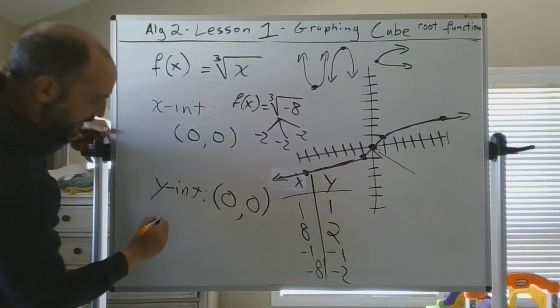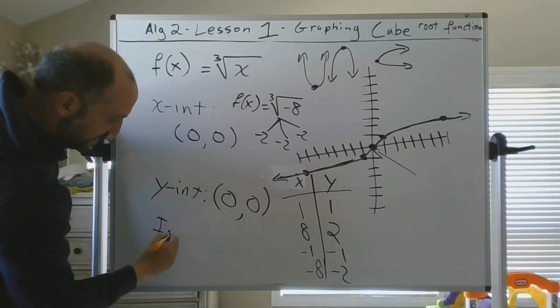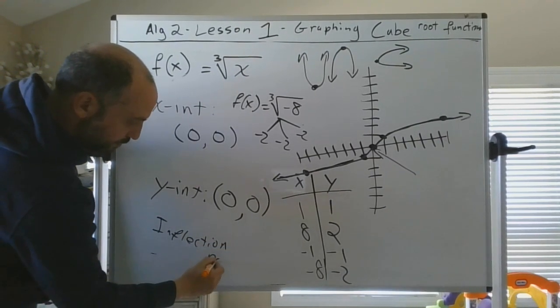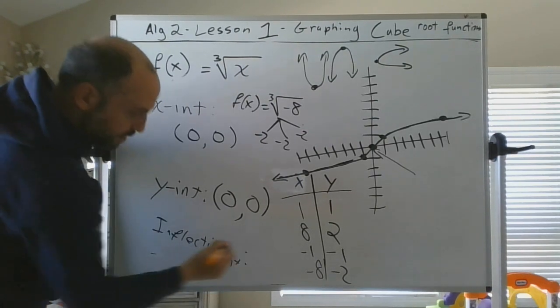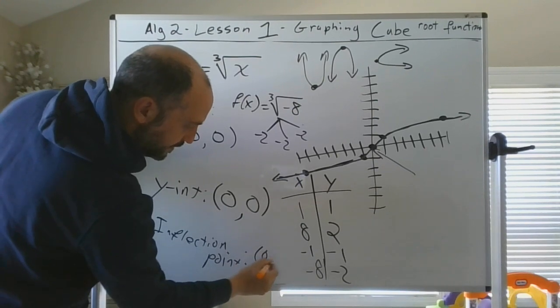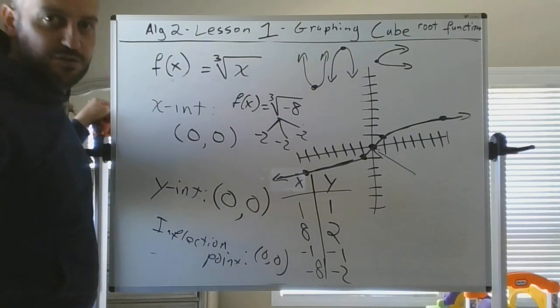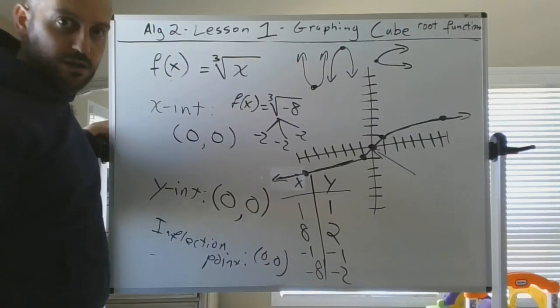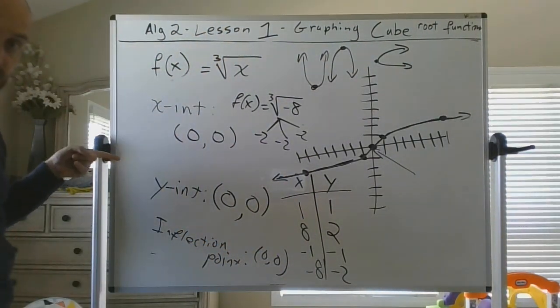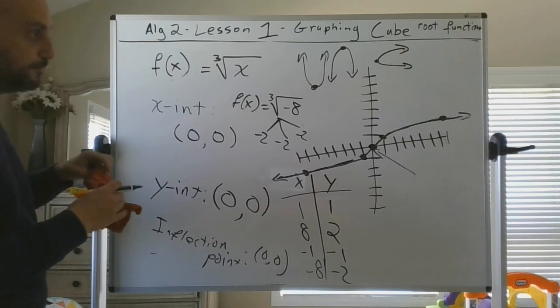So if we ask you guys, what is the inflection point, or the point of inflection, kind of similar to vertex, what we would say is 0, 0. That's why the parent function is so easy. It's just very straightforward. Okay, now I want to go over a couple more things. So I'm going to be erasing this in just a second. So take a good look at it.